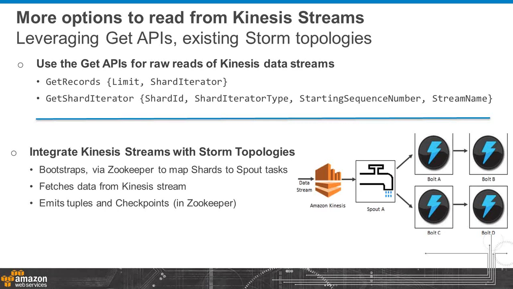This spout helps bootstrap data using the Zookeeper installation as part of the Storm topology. It fetches data from the Kinesis stream, emits tuples in a form that the Storm topology can understand, and drives checkpoints using the customer's Zookeeper infrastructure as part of the Storm topology.